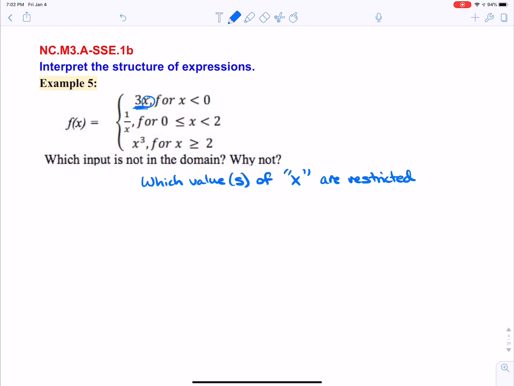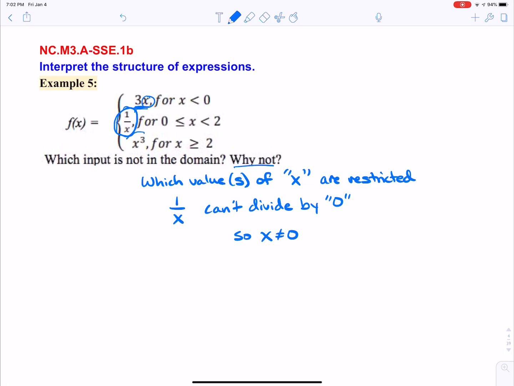The second part of our function has 1 divided by x. So is there anything we cannot divide 1 by? And there is something. You can't divide by 0. That's always a big thing with our input values. So we can't divide by 0. So x cannot equal 0. And that would be an input that does not get included in our domain, and that was their question. So the why not part is that you can't ever divide by 0.